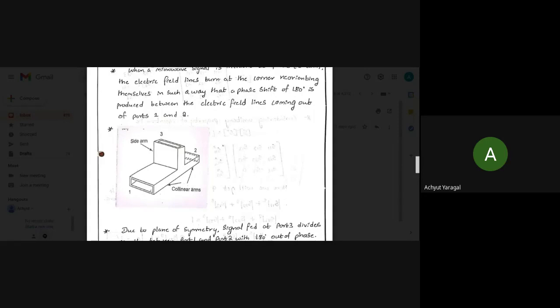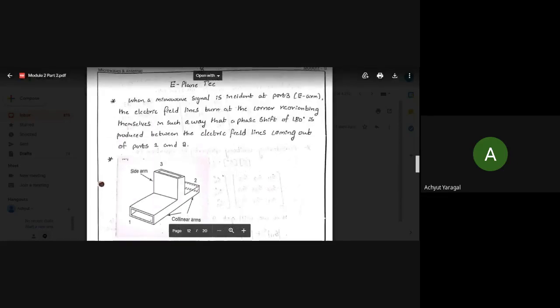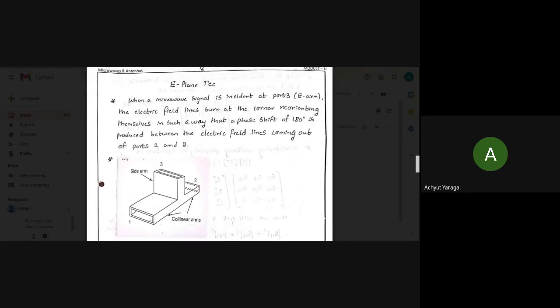Yes, sir. Okay, so this is a 3-port terminal: port 1, port 2, port 3. Port 1 is exactly opposite of port 2, and port 3 is perpendicular, or you can say exactly at 90 degrees to port 1 and port 2. Now whenever a microwave signal is incident at port 3, microwave signal is incident at port 3.